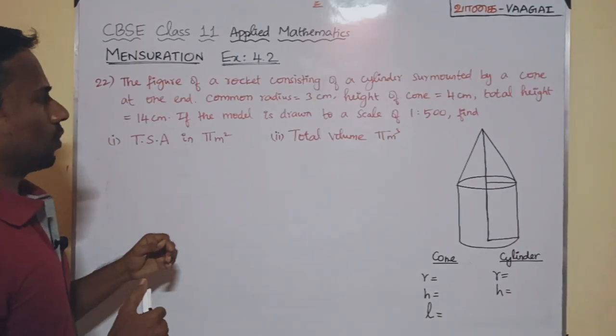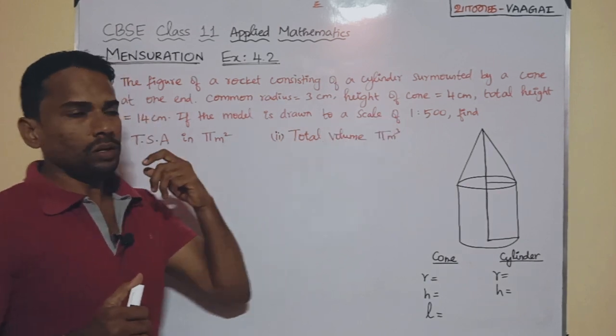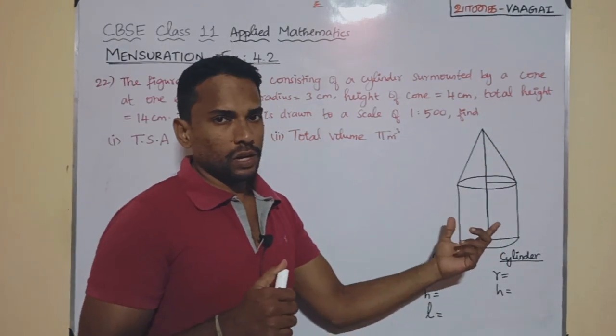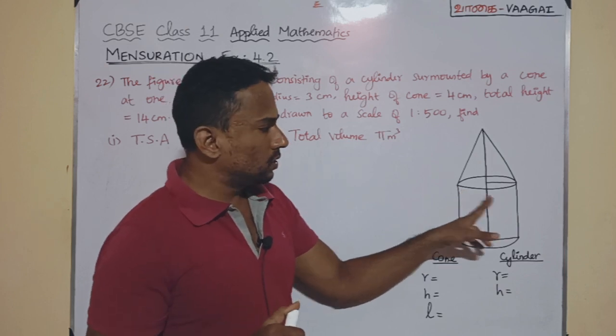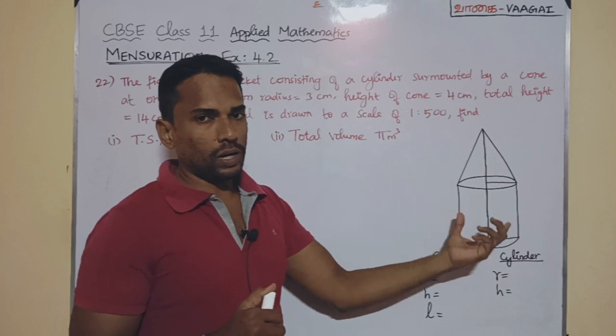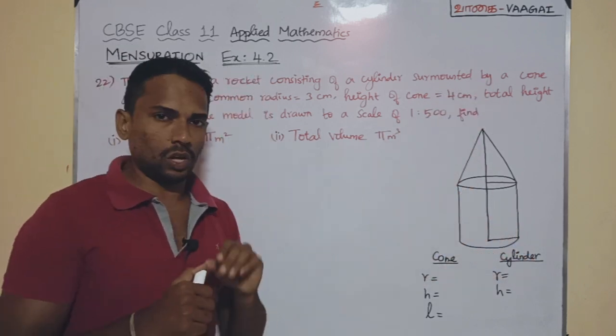The figure of a rocket consisting of a cylinder that is surmounted by a cone at one end. So you can see the figure here. It's going to be a rocket, and you have a cylinder, and above the cylinder they are attaching a cone. So one end of the cylinder they are just attaching a cone. So that is going to be the structure of this rocket.